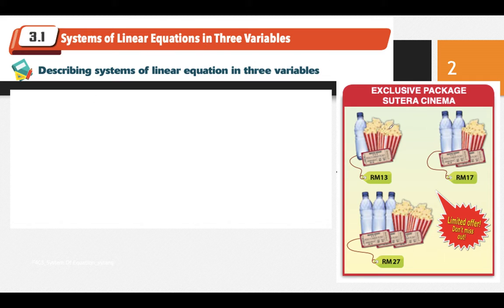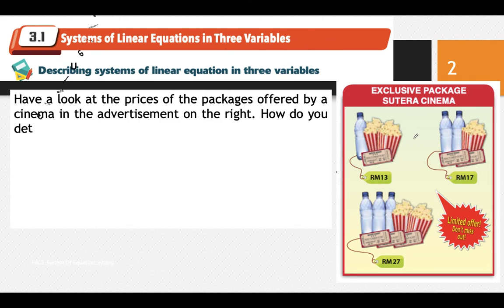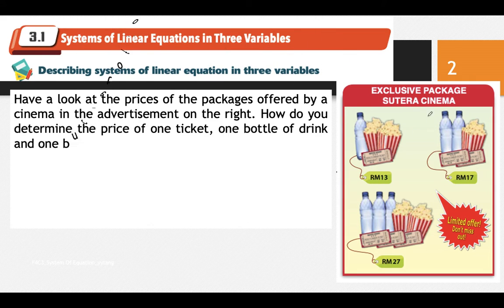So we are describing the exclusive packages at Sutra Cinema. There are packages offered by the cinema in the advertisement here. How do you determine the price of one ticket, one bottle of drink and one packet of popcorn? One bottle of drink, two popcorn, one ticket is 13 ringgit. Another one, two bottles of drinks, one popcorn, two tickets, 17 ringgit. And then three bottles, two popcorn, three tickets, 27 ringgit.